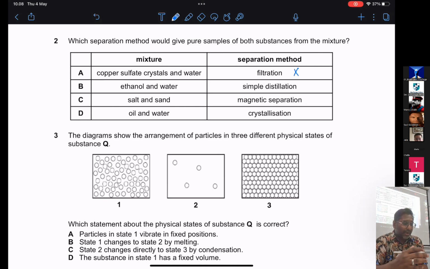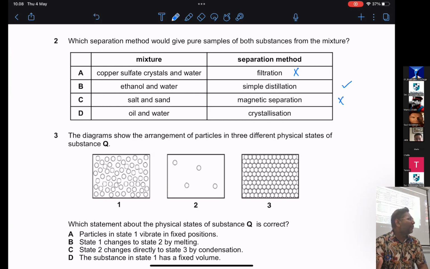If you want to separate ethanol and water, can you use simple distillation? Possible. Let's not say must use fractional distillation, it is possible. But the best method is of course fractional distillation, because the boiling points of water and ethanol are almost similar. So let's keep it first. Let's look at other types of separation. Salt and sand, and you want to use magnetic separation? No, definitely no.